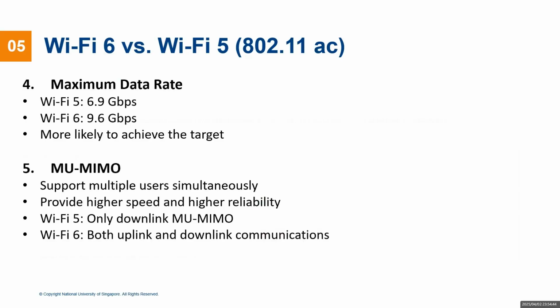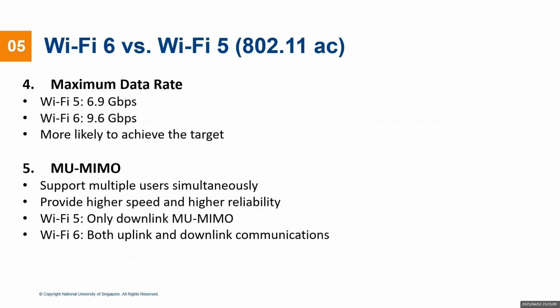Summarizing all three differences above, including the access points and frequency bands, it will certainly result in an improvement of the data rate. According to the literature, the ideal data rate for Wi-Fi 5 is about 6.9 gigabit per second, while the case for Wi-Fi 6 is around 9.6. For both ideal cases, Wi-Fi 6 is more likely to achieve this target.